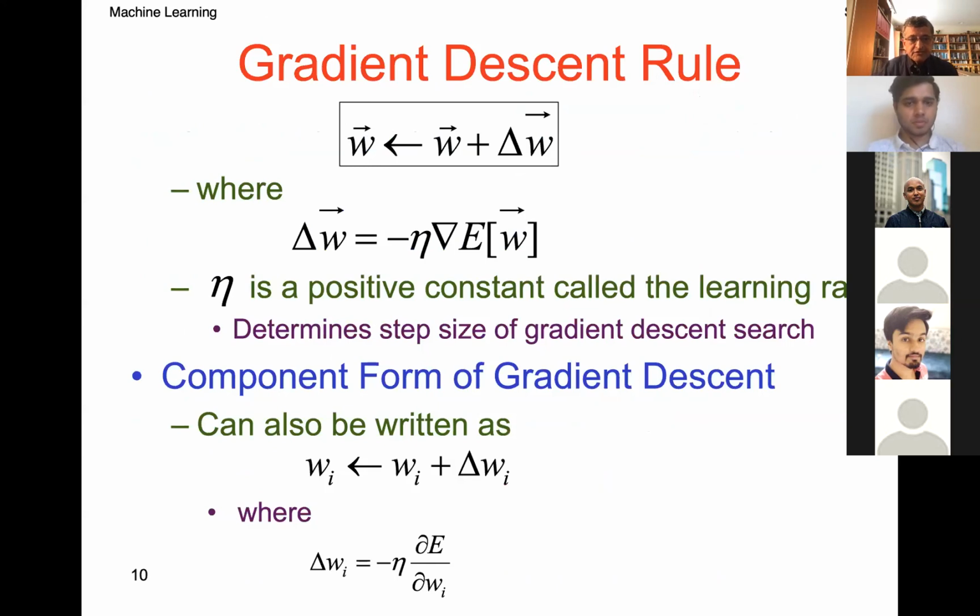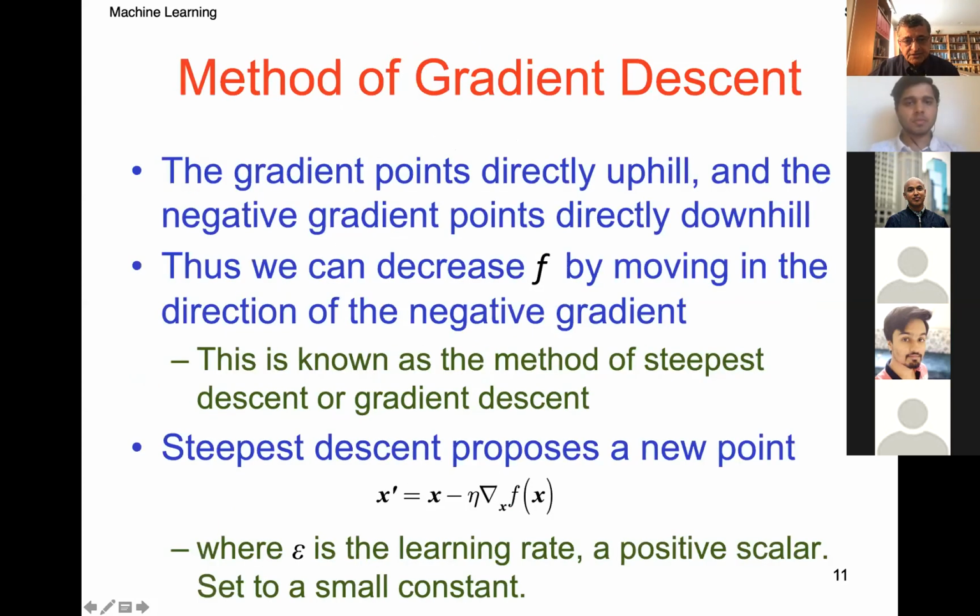The gradient descent rule is again W gets W plus delta W, and this delta W is minus eta times the derivative of E of W. This is what's going on, again a repetition of some of the ideas. And steepest descent proposes a new point, and these are the equations.